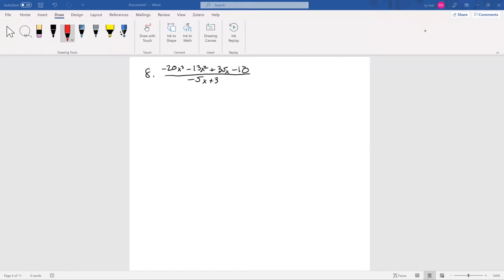All right, for number 8, we get to long division with algebraic expressions. So it's saying divide using long division. And what we have to do is -20x cubed minus 13x squared plus 35x minus 10 divided by negative 5x plus 3. All right, so how we set that up is I'm going to put my negative 5x plus 3. I guess I'm writing in red for this one. Kind of set it up like how normal long division used to look. And then we'll write the numerator on the inside.